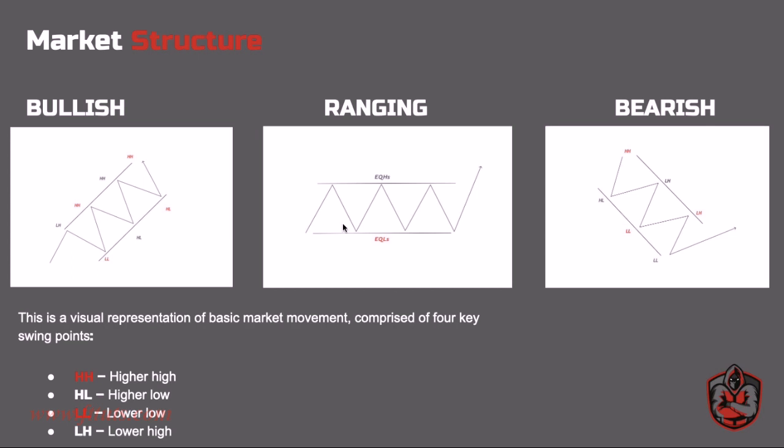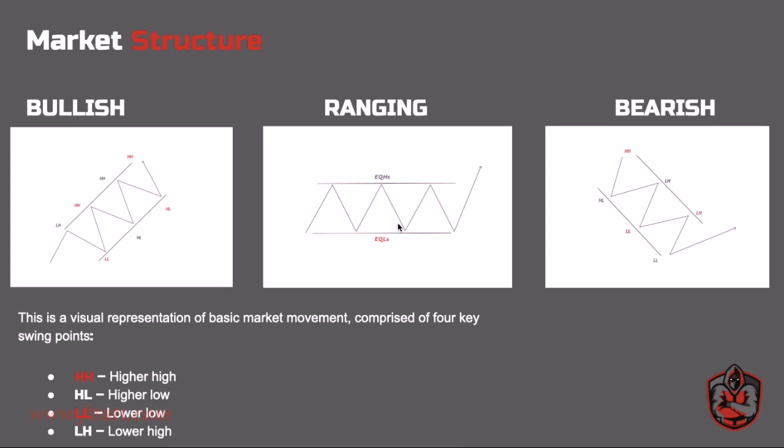And then we have a ranging market. It's when price is printing equal highs, equal lows. Essentially, you can call it support and resistance levels. It's when price just doesn't really have a direction. It's just moving sideways. A bearish sentiment, referred to as a downtrend, is when price is printing a series of lower highs and lower lows.